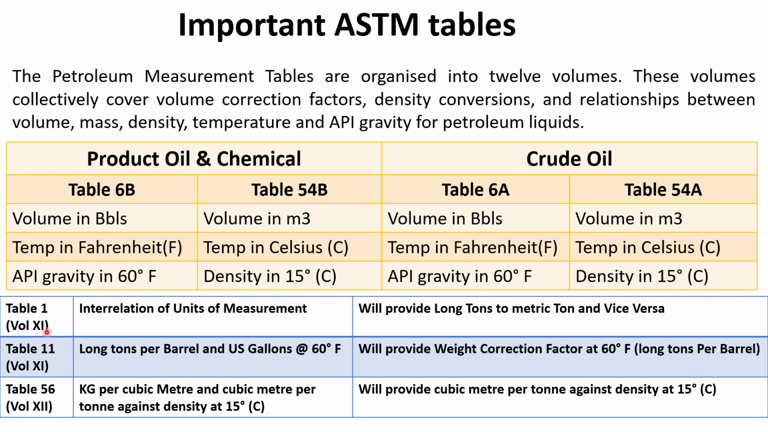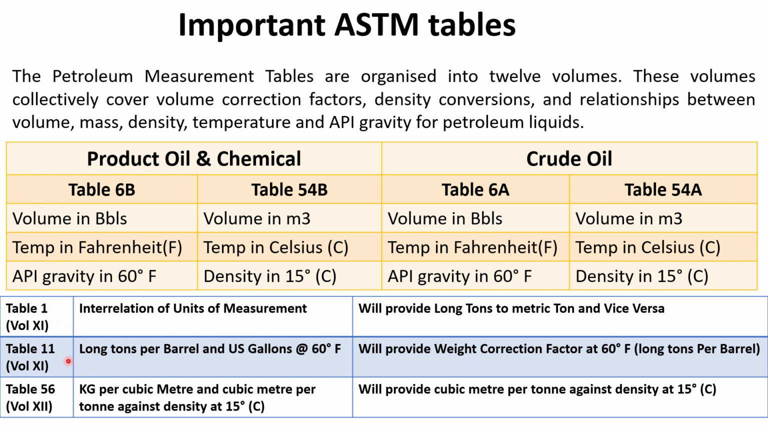Besides that, you need to have other tables as well. Table 1, which you'll get in volume 11. Here you'll get the interrelation of units of measurement. This table 1 will give you long tons to metric tons and vice versa, right? Because if you calculate the volume in barrels and convert it, you get the weight in long tons, which is normally used in the USA. If you want to transfer it to metric tons, you need to have table 1, and you need to have table 11 as well.